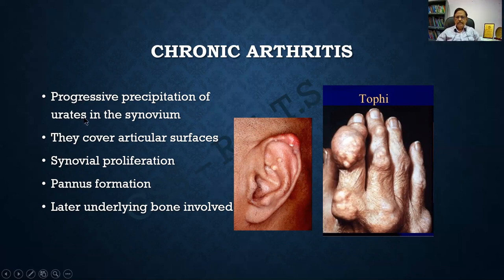There is a precipitation of the urate. Initially, they cover the joint surface. This is followed by the proliferation of the synovial cells and the formation of pannus. What is pannus? It is nothing but acellular material that is deposited around crystals such as monosodium urate. Finally, if it is not treated, the underlying bone is also destroyed.